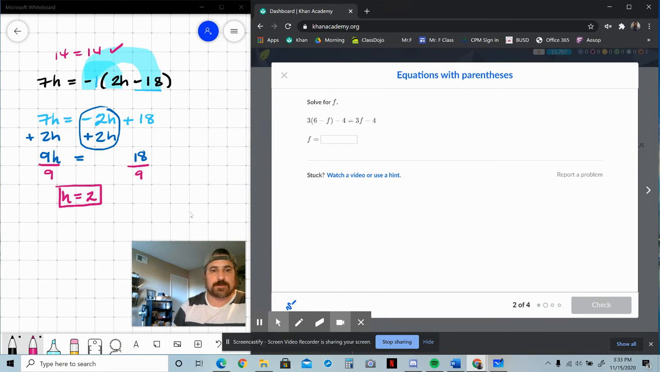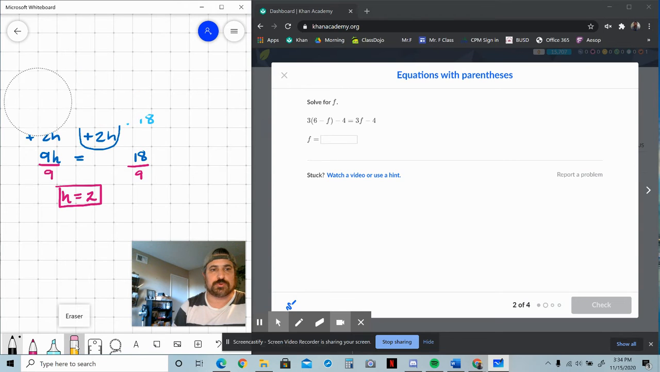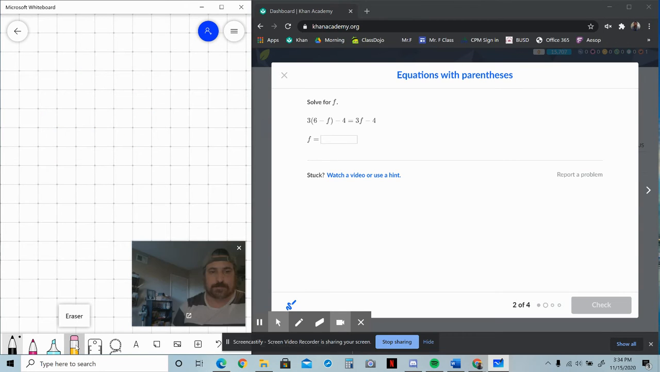Let's erase this and start again. Okay, so for this problem here, we've got 3 times the quantity of 6 minus f, minus 4, is equal to 3f, and then take away 4.